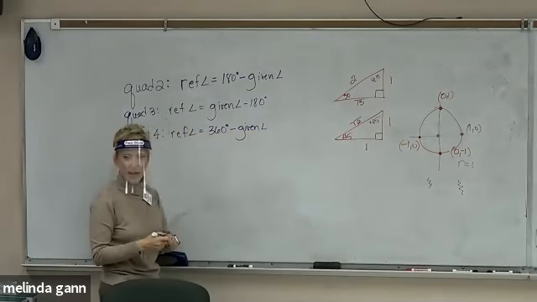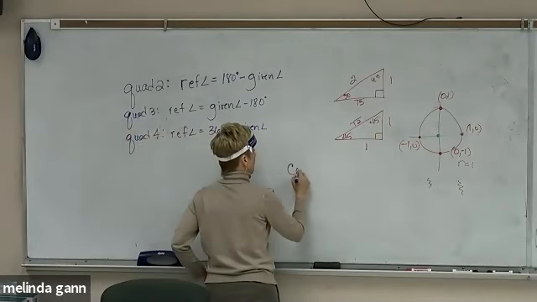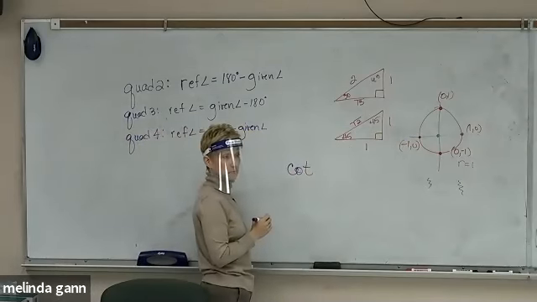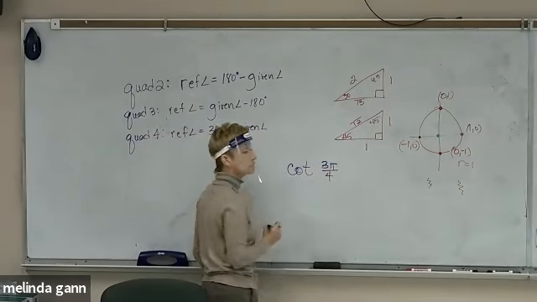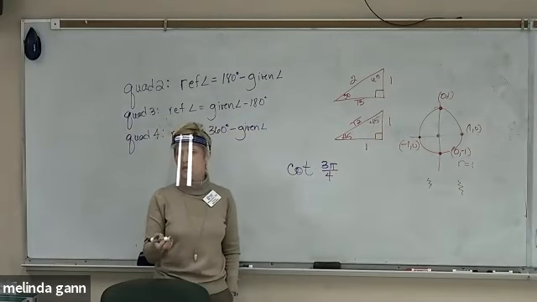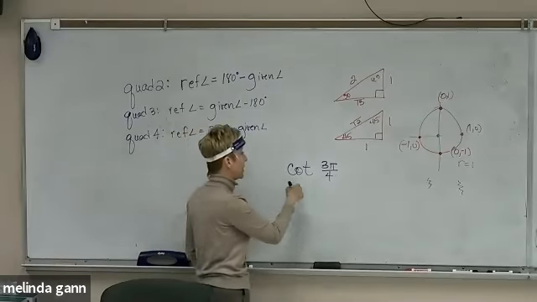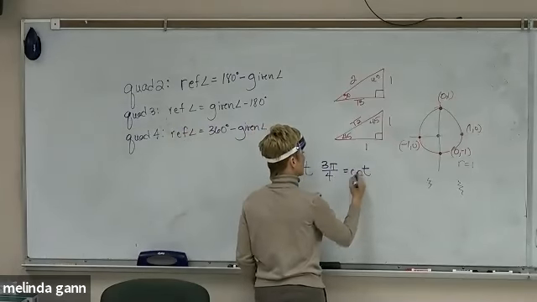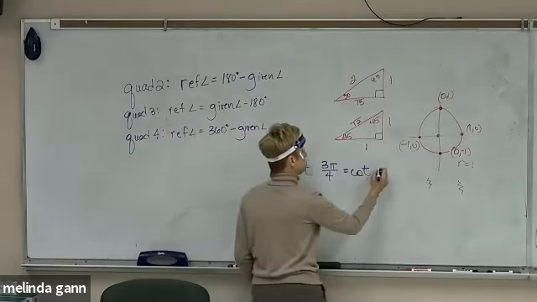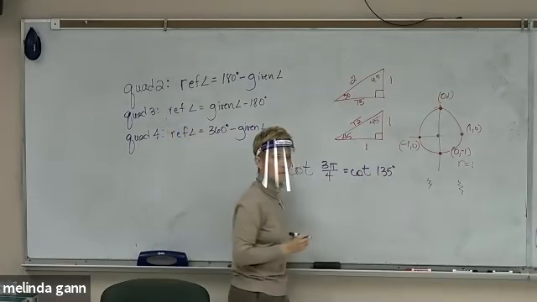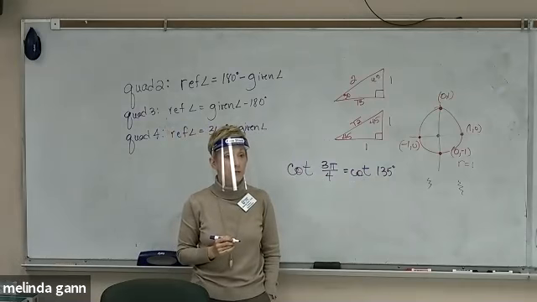Now, here's what's going to happen. When I ask you to do something like this, what's the cotangent of 3 pi over 4? Well, the first thing you better decide is what angle measure that is. So you got your calculator, so find me what angle measure that is. 135. What quadrant am I in then? 2.